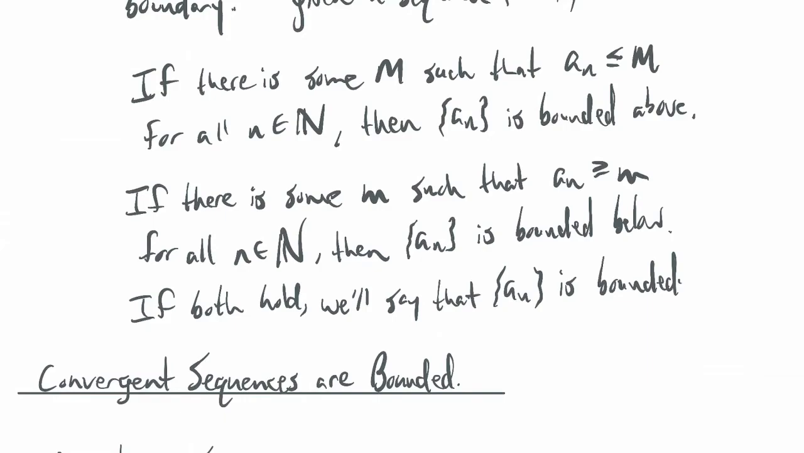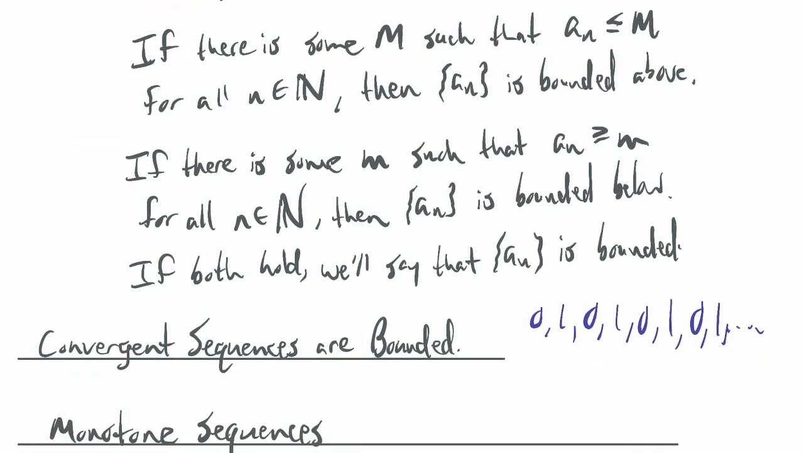You could have a sequence that oscillates up, down, up, down. So like the sequence 0, 1, 0, 1, 0, 1, 0, 1, 0, 1, dot, dot, dot. That's bounded, right? It's bounded above by 2 if you want. It's bounded below by negative 1 if you want. It's definitely bounded. The numbers don't get big, but it's not convergent. It oscillates back and forth. It never settles on anything, right? So a bounded sequence might be convergent, but a convergent sequence is bounded automatically.